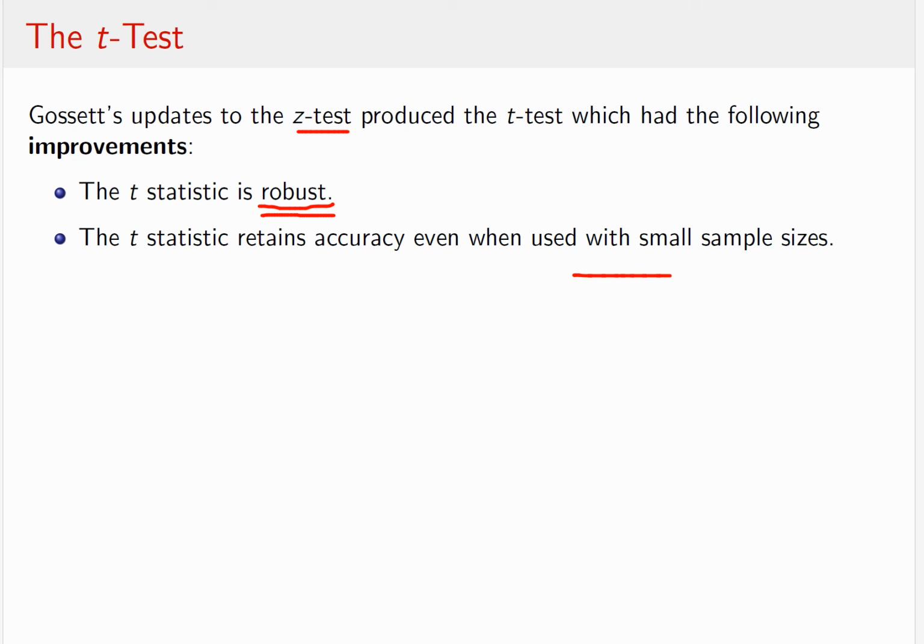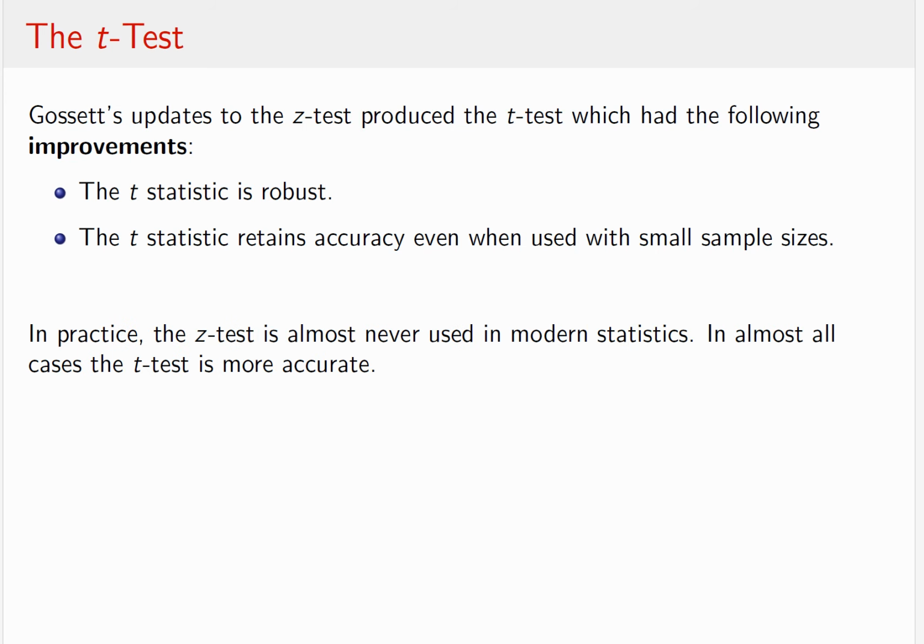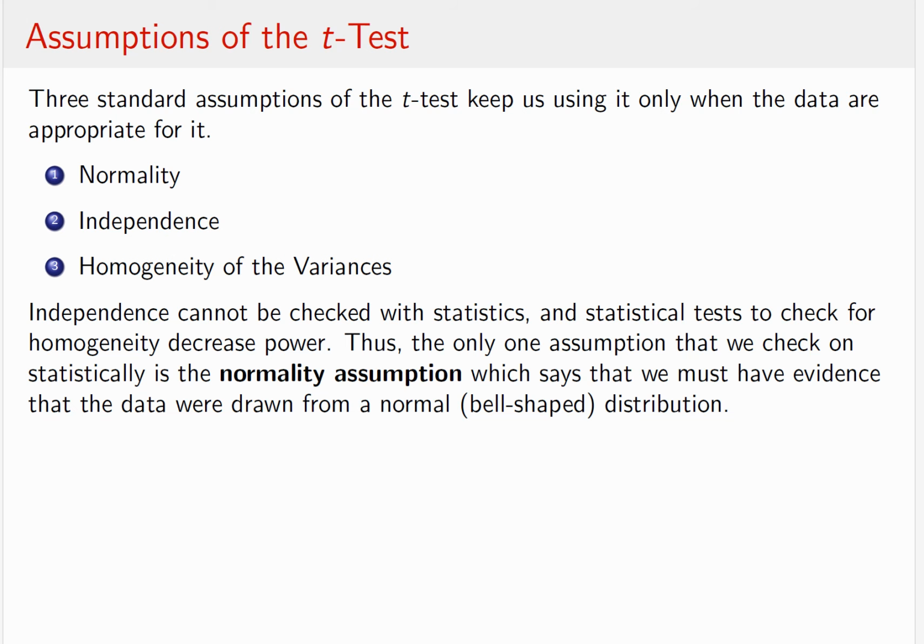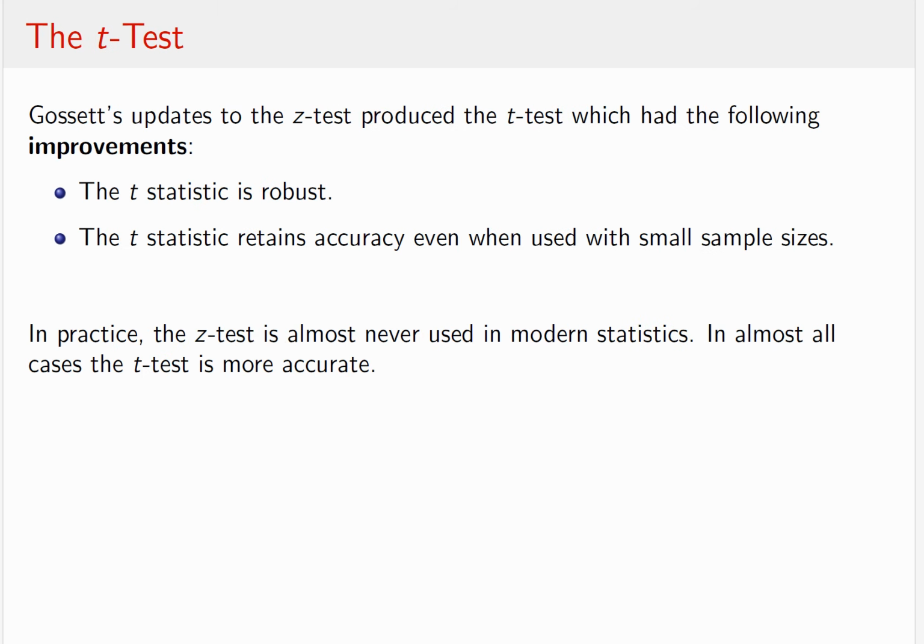The other problem was that the z-test required large sample sizes, and the t-test can still survive in a situation with small sample sizes. All right, so basically now the z-test is never used in modern statistics. In most cases, the t-test is preferred and will be more accurate. At any place where it would still be appropriate to use the z-test, the t-test will match. So we almost never use the z-test anymore, and instead we use the t-test.